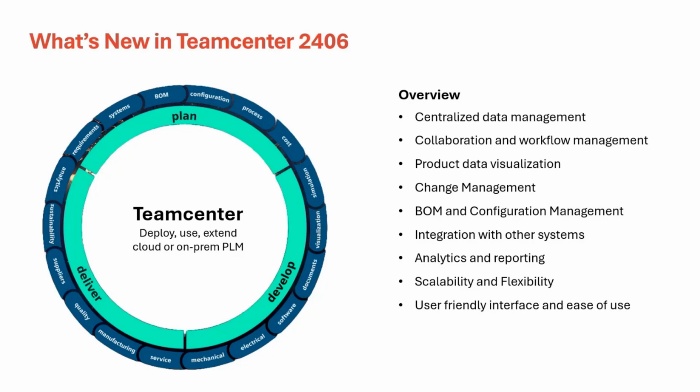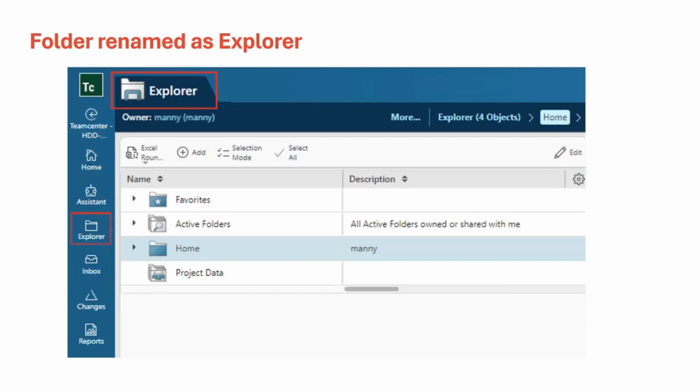Let us take a look at what's new in Teamcenter 2406 now. This release unveils a new Teamcenter Explorer page, which replaces the previous folder page. The Explorer page allows you to access, organize, share, and collaborate effortlessly. The folder style on the home page has been renamed to Explorer, and the folder command on the navigation bar is now called Explorer as well.